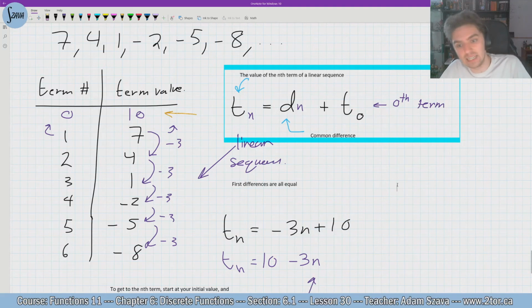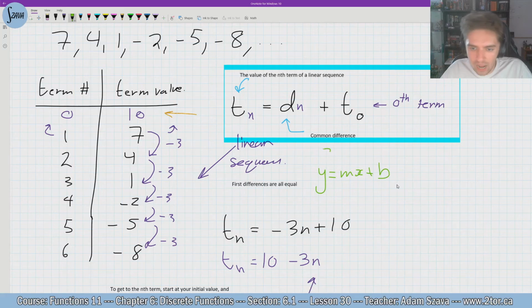This is exactly like finding y equals mx plus b. Let me write it with a better pen there: y equals mx plus b. Our y value is the value of our term. m, just like before, is our common difference. Even when you were finding m in y equals mx plus b in grade 9, grade 10, for these values, you would find the common difference. And so same thing here.